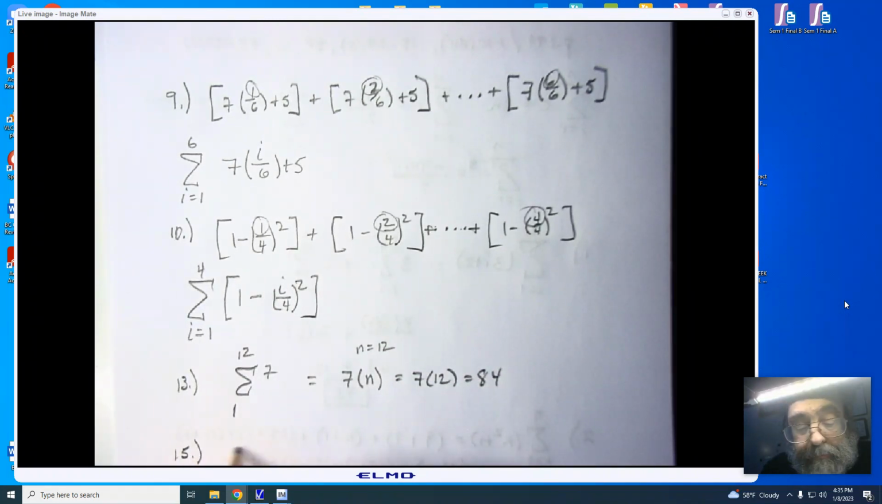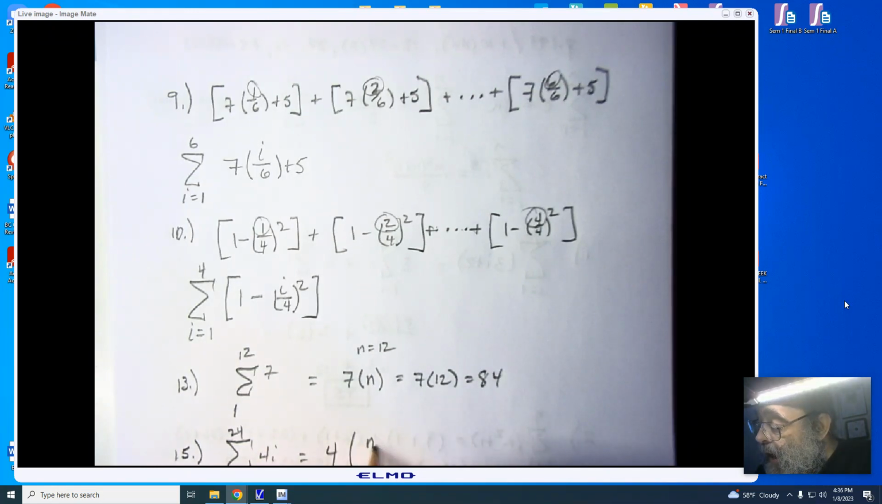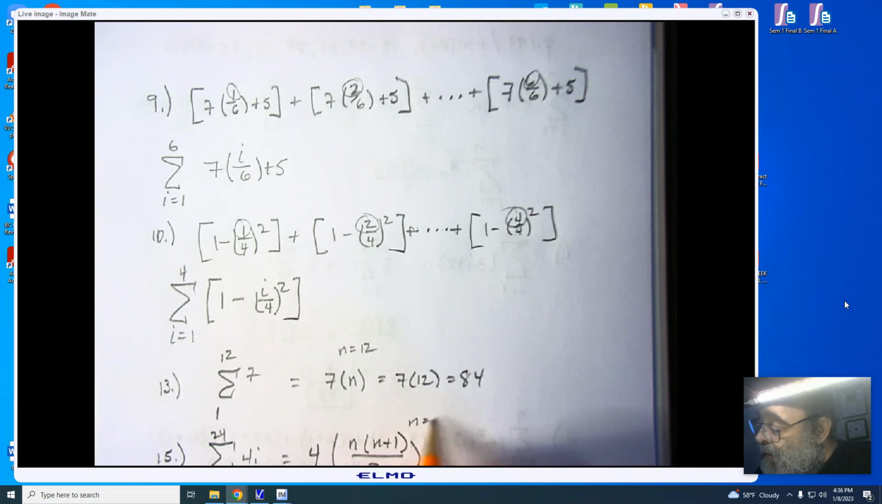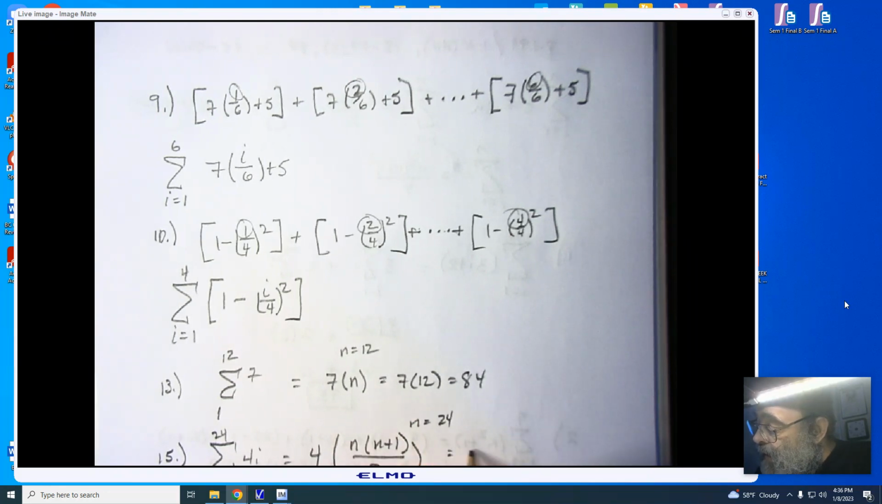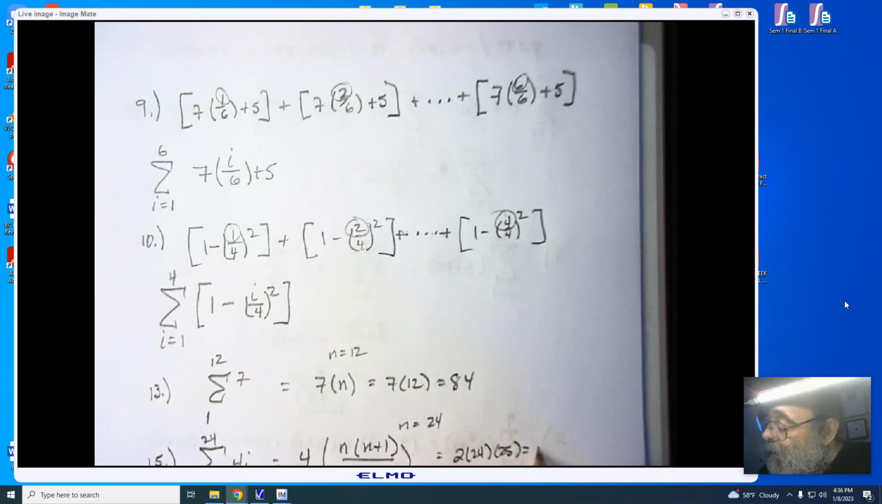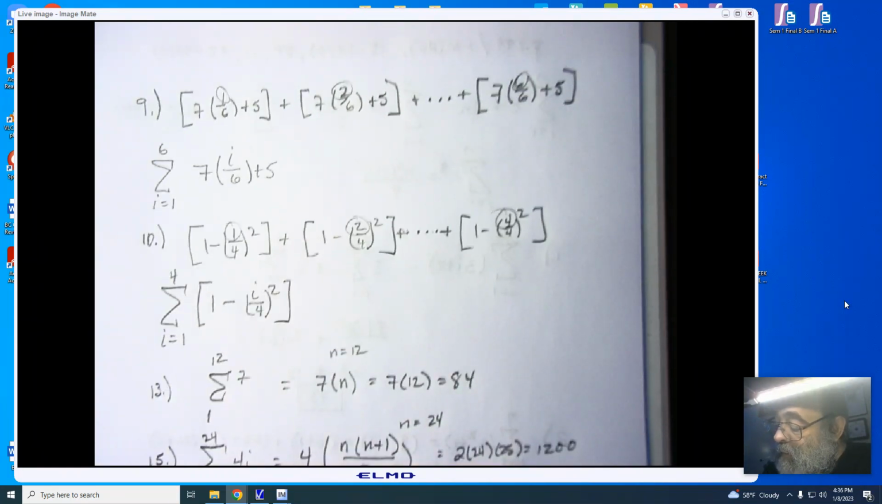Number 15. For number 15, we have i going from 1 up to 24, and I have 4i. That means that I have 4 times n times n plus 1 divided by 2, where my n here is 24. So I'm now looking at 2 times 24 times 25, and I end up getting 1200.